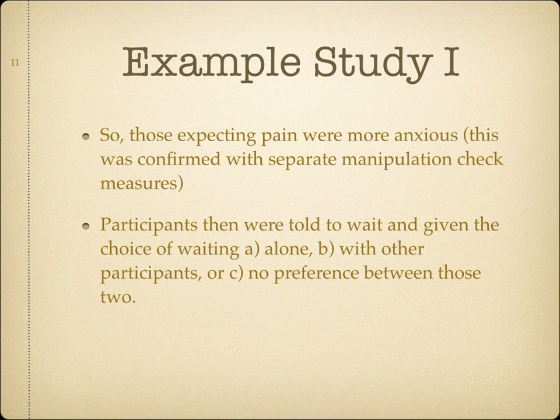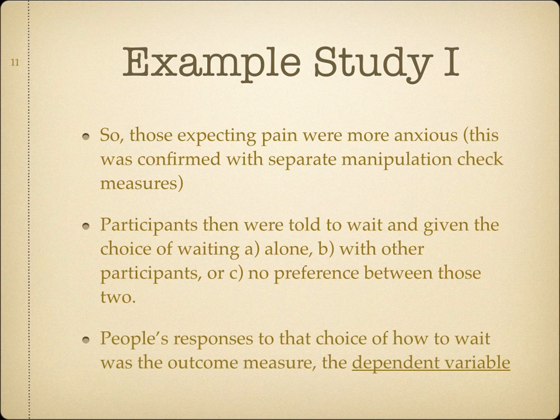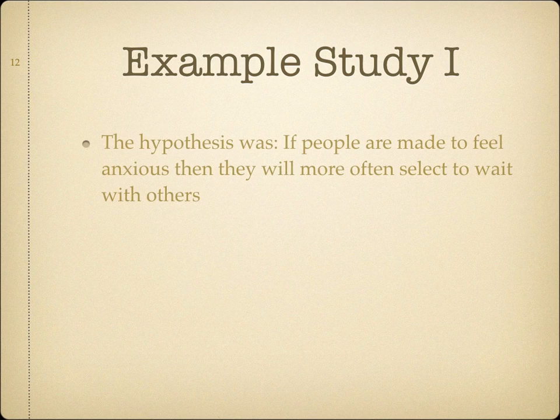Participants were then told to wait and given the choice of waiting either alone, with other participants, or no preference between these two. And persons' responses to that choice of how to wait was the outcome measure. That was the dependent variable: what their choice was of those waiting conditions. The hypothesis was if people are made to feel more anxious, then they will more often select to wait with others. And that is in fact what they found.